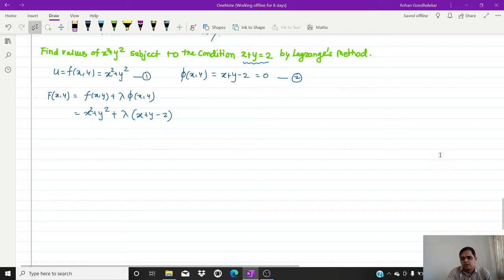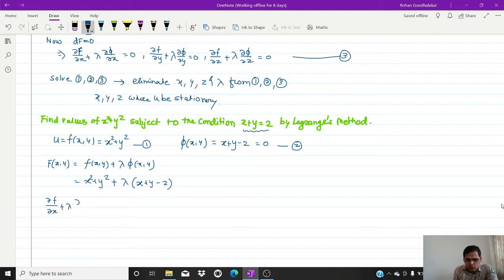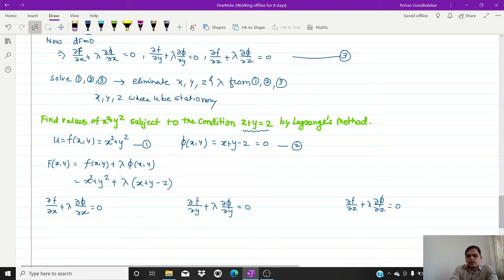See, in point number 3, there are 3 equations. Is it ∂f/∂x plus lambda into ∂phi/∂x is equal to 0? So I just directly write this: ∂f/∂x plus lambda into ∂phi/∂x is equal to 0. The second equation, ∂f/∂y plus lambda into ∂phi/∂y is equal to 0. And the third, ∂f/∂z plus lambda into ∂phi/∂z is equal to 0. Are you clear with this?